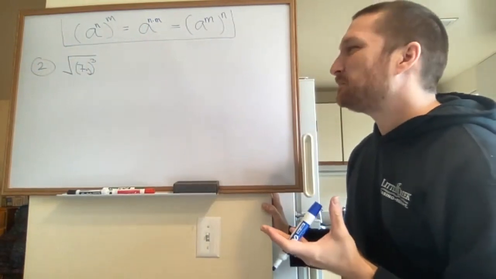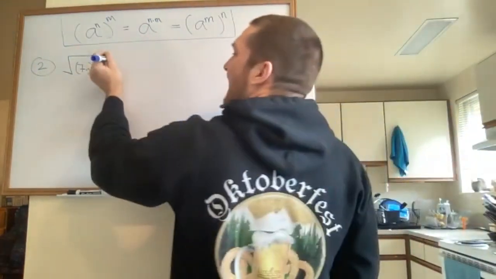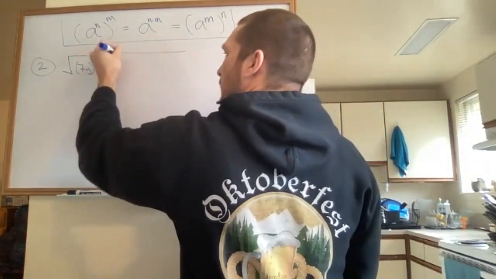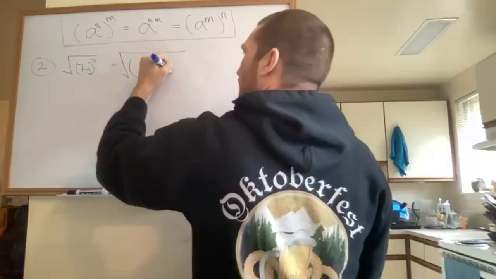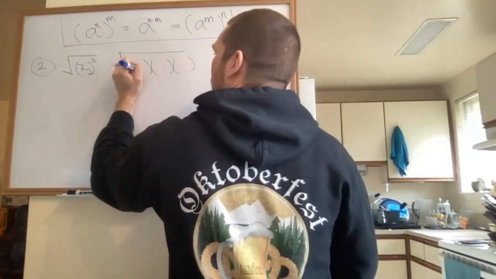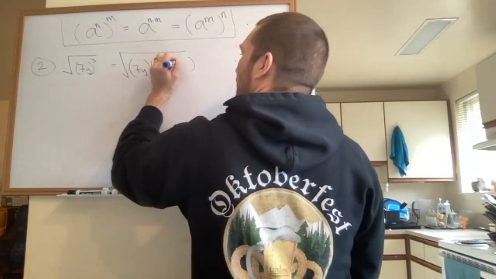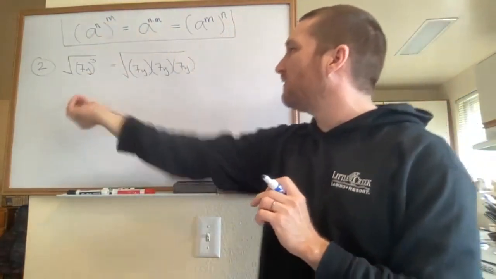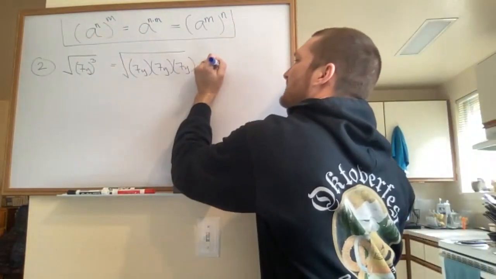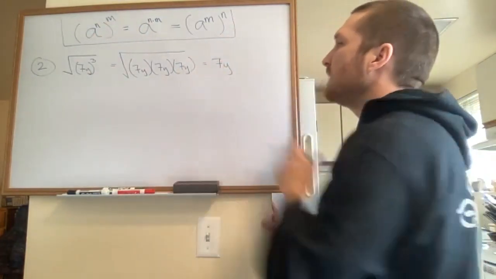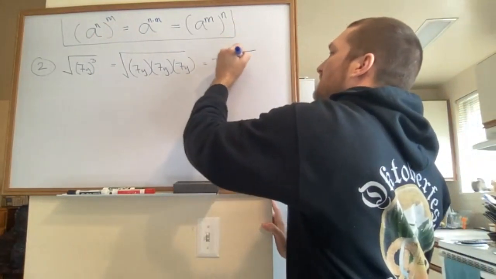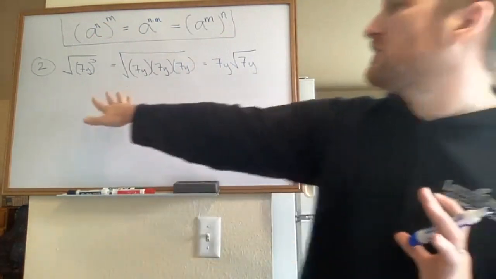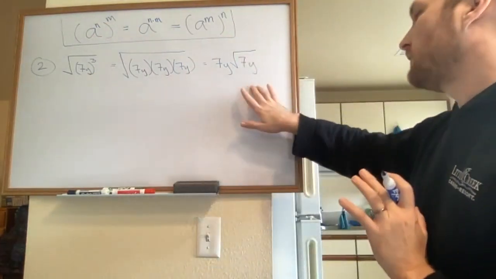Now, if we hadn't thought about anything we'd learned today, we could do this the way that we've been doing it. You say, well, if you have 3 of something and it's in a square root, then that means for every 2 of them that I see, I get to pull 1 of them out. And I would have a 7y up front, and I would be left with 7y left inside. So that's how we've been doing things up until now, right?